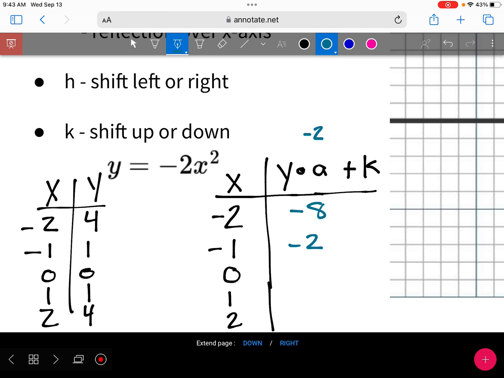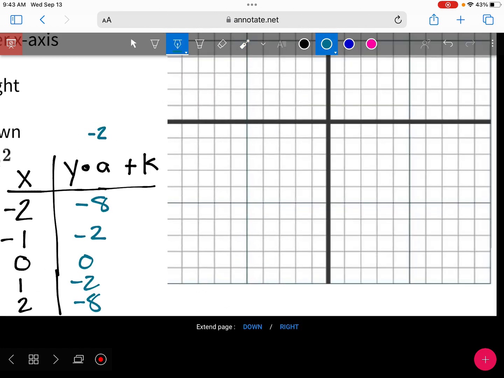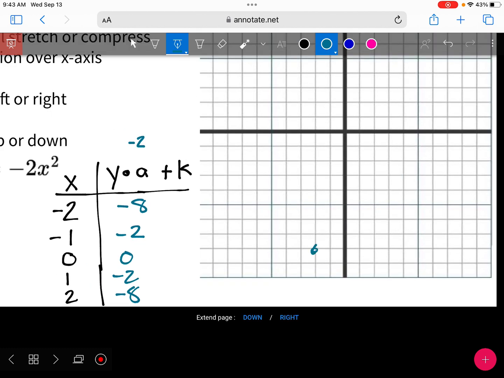and times A plus K. So I'm taking this 0 times negative 2. 0. This 1 times negative 2. And this 4 times negative 2. Negative 8. There's our points. Negative 2, negative 8. Negative 1, negative 2. 0, 0. 1, negative 2, and 2, negative 8.